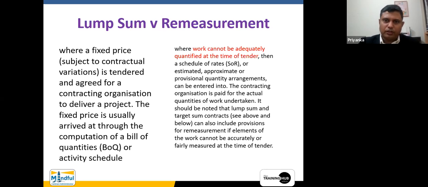Lump sum versus remeasurement. The remeasurement contract, it says, is for where work cannot be adequately quantified at the time of tender. Then there is a schedule of rates or estimated, approximate, or provisional quantity arrangements. Now, these words are coming into play. For example, if we are using the Oman standard form of contract, we call it estimated quantities, clause 55. If you are using JCT, we call them approximate. And in Oman conditions of contract, maybe in Sri Lanka also, we are using provisional quantity arrangements.